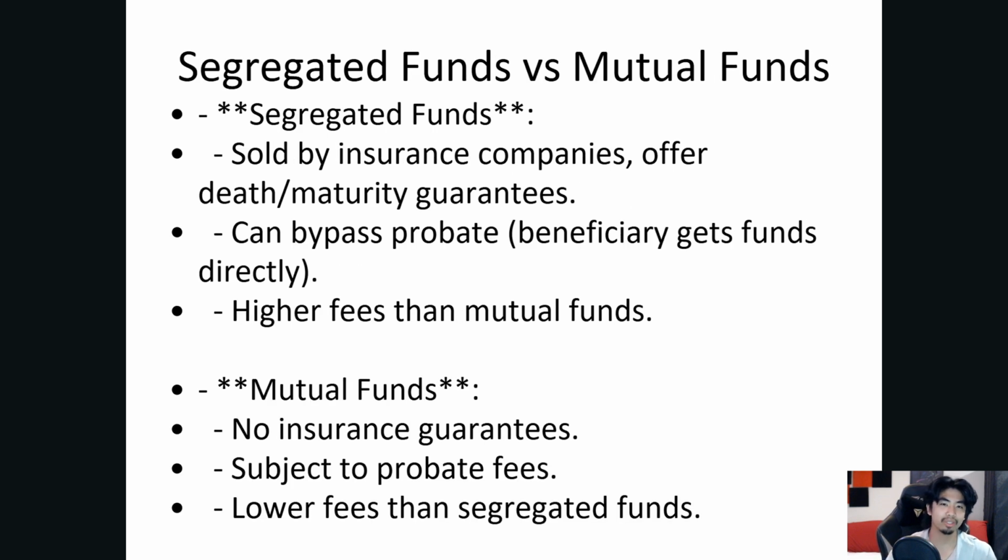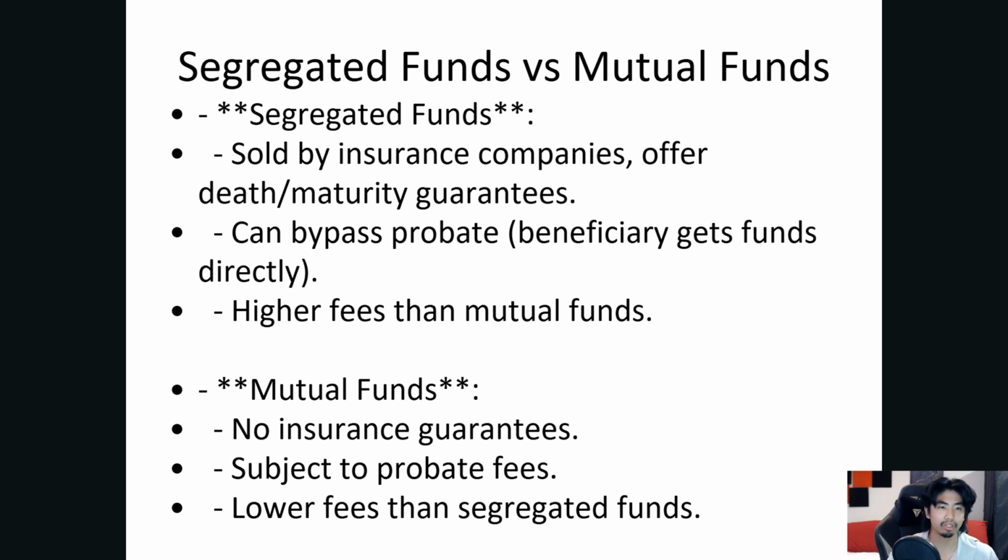So let's start with segregated funds. This one is sold by insurance companies. And what segregated funds have compared to mutual funds is that they offer a death benefit to your beneficiaries right away, and it bypasses probate fees. So compared to mutual funds, if something were to happen to you, it would go through your estate planning process, and then there would also be costs before you get the funds to your family.